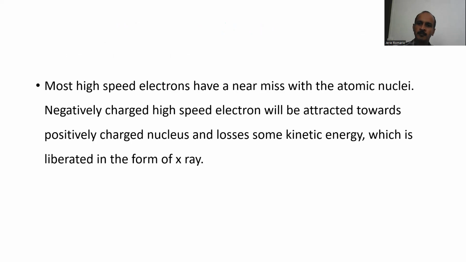But what happens is, most of the electrons will miss this. Most of the high-speed electrons, which are coming from the cathode, have a near miss to the nucleus of the atom. It goes very near to the atom. And when it goes very near to the atom, the speed is drastically reduced.